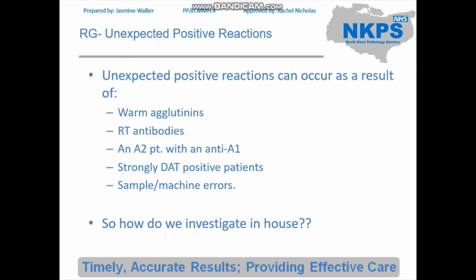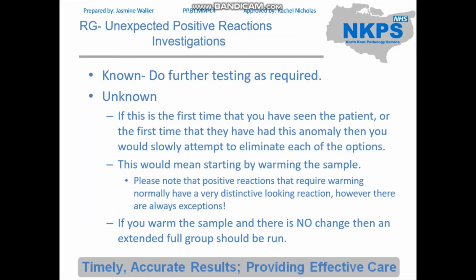So how would we investigate these? We're going to assume for this presentation that the analyzer is working perfectly fine, so we don't need to investigate that. So, as I said, the first thing you do, check the patient's history. If it's a patient that has a known history of grouping anomalies, then check what the person's done before and see whether further investigation is required, and it will give you an indication of how to proceed. If it's unknown, then you have to slowly eliminate each of the possible causes for this anomaly.